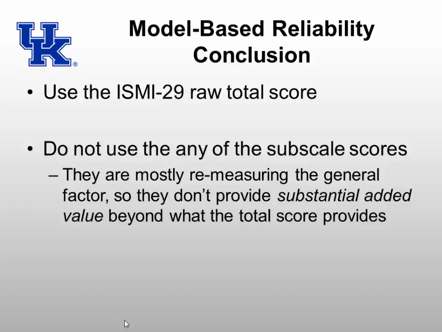So, what can we conclude from these model-based reliability stuff? We can use the raw total score, the average of all 29 items. That's great. That is a decent measure of the overall construct. But we did see evidence that you can't use any of these subscale scores, right? They're mostly remeasuring the general factor. They don't provide substantial added value. They're not mostly tapping the things they were designed to measure. So we can't use them.